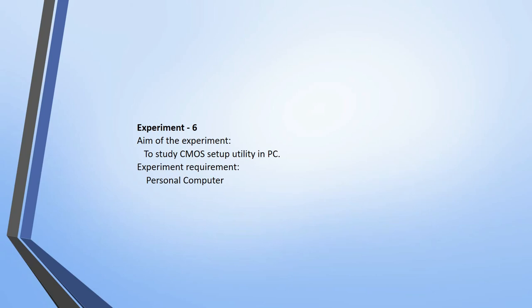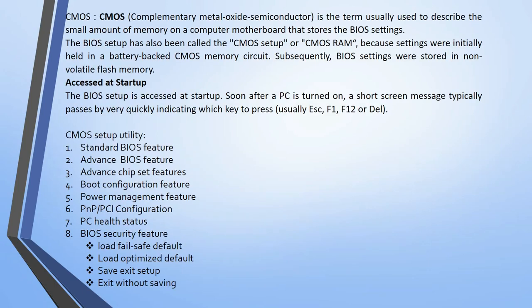Experiment 6. The aim of the experiment is to study the CMOS setup utility in a PC. The experiment requirement is your personal computer. So what is that CMOS setup? CMOS is complementary metal oxide semiconductor.